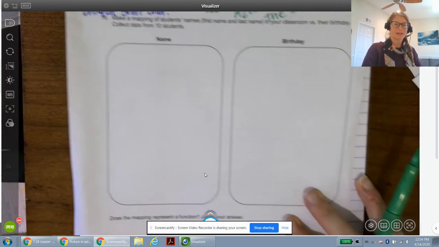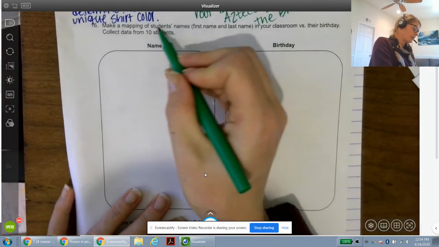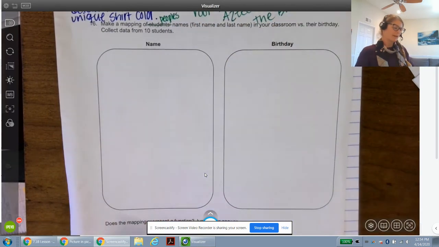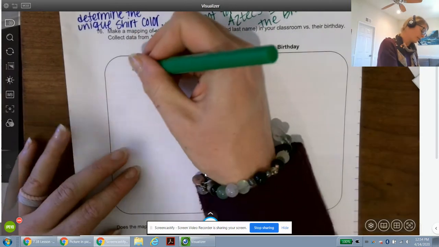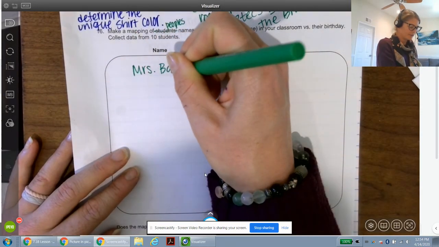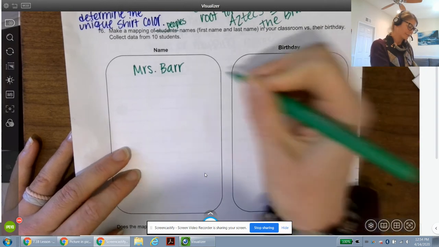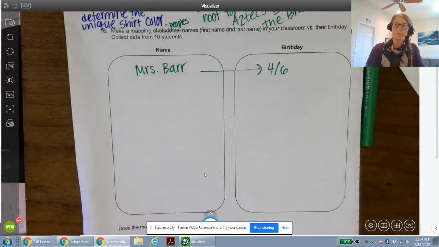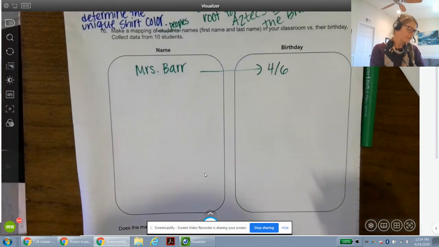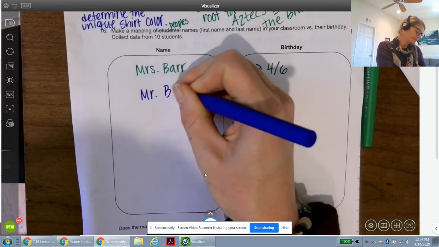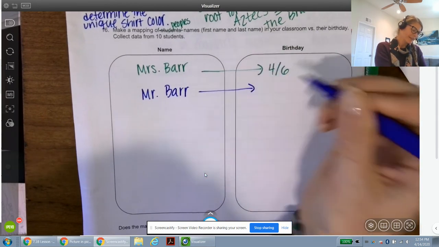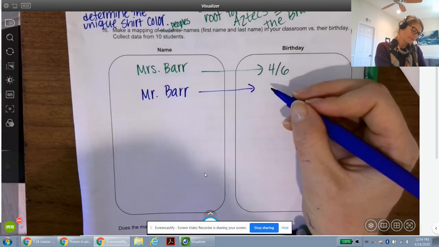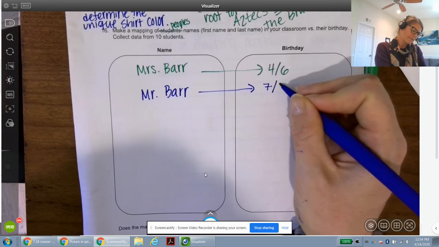So our next problem is going to be really important, and I understand these aren't going to be students' names, they're going to be people's or friends' names. So we'll start. I'll give you Mrs. Barr, recently had a birthday, 4-6. We're going to have inputs and outputs. And let's put a couple more people that I know. Mr. Barr, one of my most favorite people ever. His birthday is July 5.